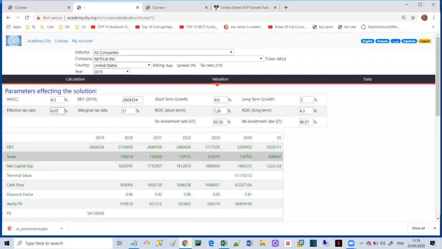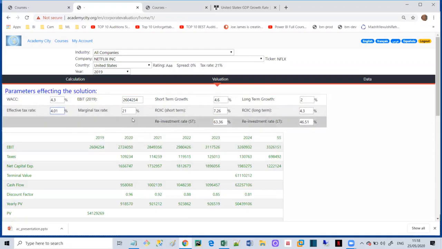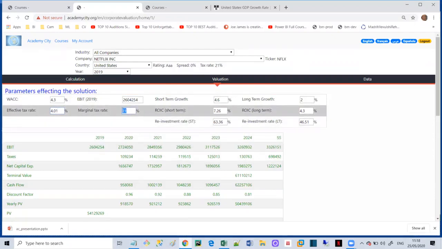So for the growth period, we use the effective tax rate, and for the steady state, we use the marginal tax rate. Marginal tax rate is what we many times call the statutory tax rate or regulatory tax rate. This is the marginal corporate tax rate. It's not the individual tax rate, which is a totally different topic, a different tax that goes on individuals. Here we talk about the corporate tax rate.